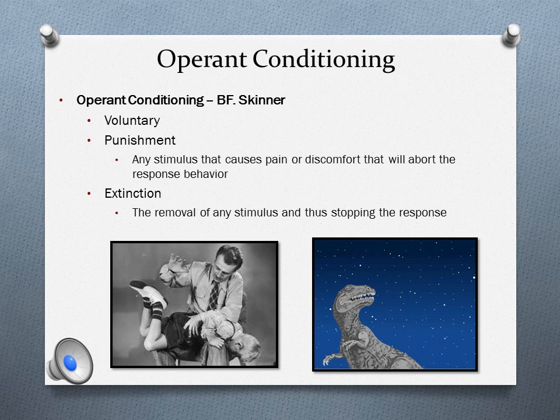Two of the important aspects of operant conditioning are punishment and extinction. We talked about extinction in classical conditioning, and it's basically the same thing: the removal of any stimulus stops the response.